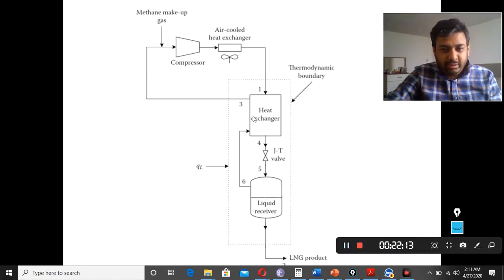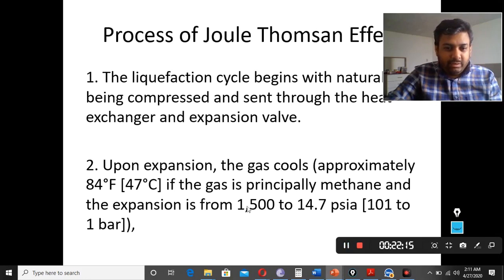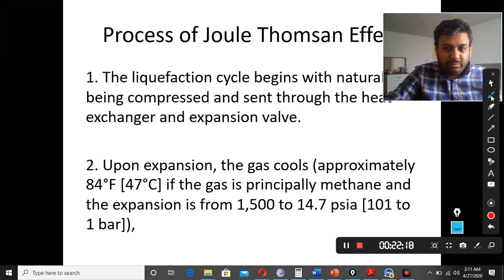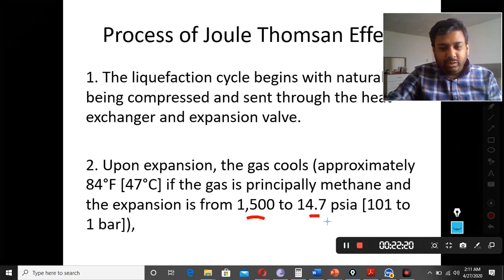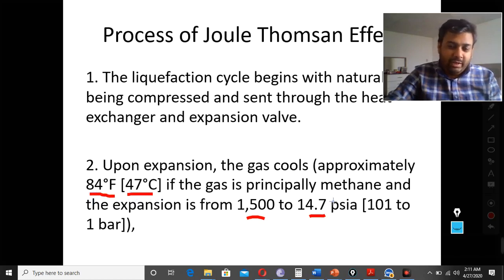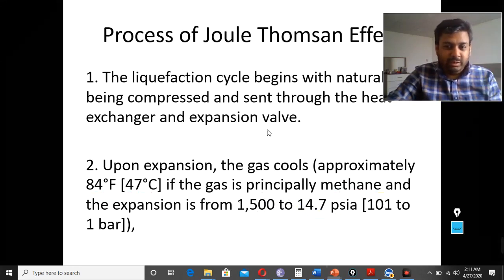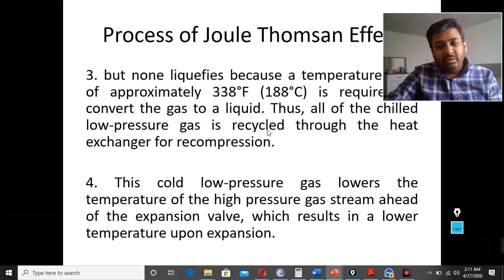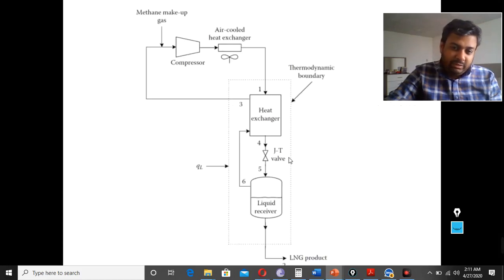Here in this heat exchanger, the gas is expanded from 1500 psi to 14.7 psi, and the temperature is around 47 degrees centigrade or 84 degrees Fahrenheit. Again, as I said, the gas is mainly methane. So we expanded the gas from 1500 psi to 14.7 psi. That's the main expansion we did here. But the liquefaction does not happen here; it is just cooled, because the temperature needed is minus 161 degrees.